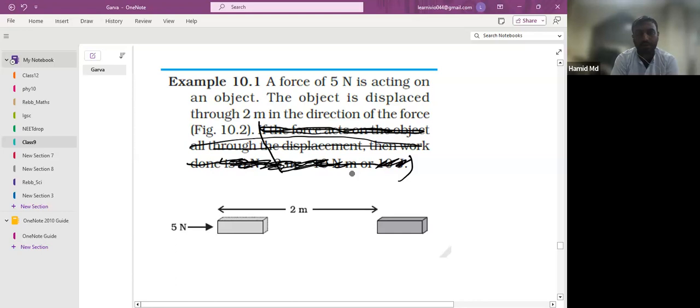What did you get as the answer? What is the answer for this? So we have to find work.